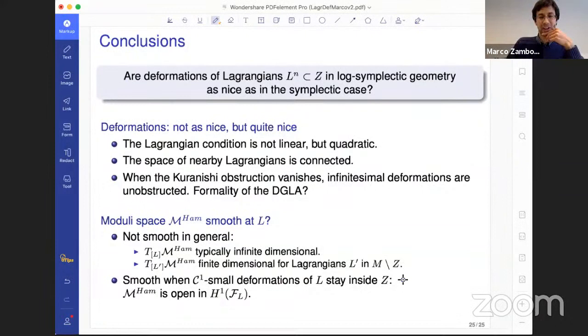So let's see if I understand. This here is a very special case. Infinitesimal deformations do not go outside of the singular locus. And there you are almost in the setting of symplectic geometry. Because Z is a regular Poisson manifold, it has a normal model, like this conormal model, the cotangent bundle. And there everything should be as nice as in the symplectic case. I don't know how many connected components you would have. This is just looking locally around the point, so it is not able to detect that.